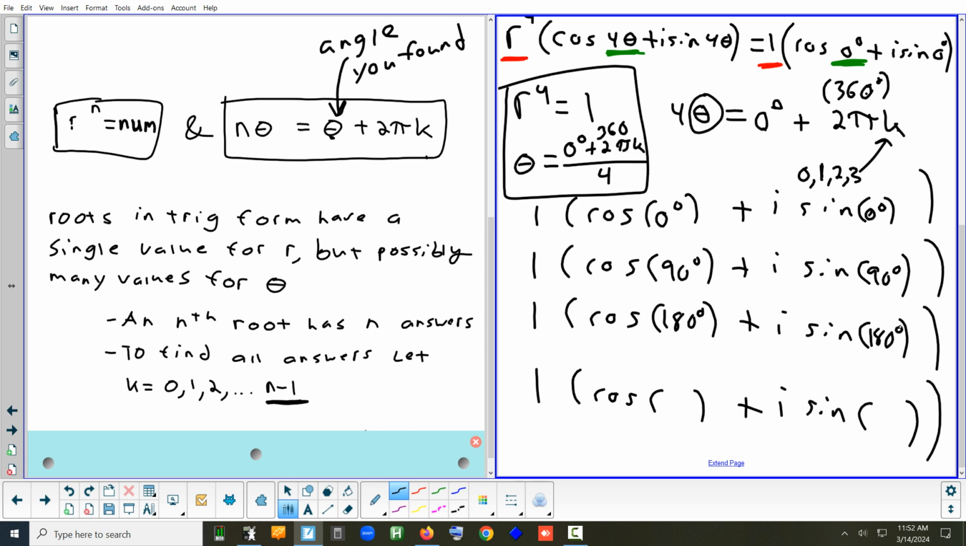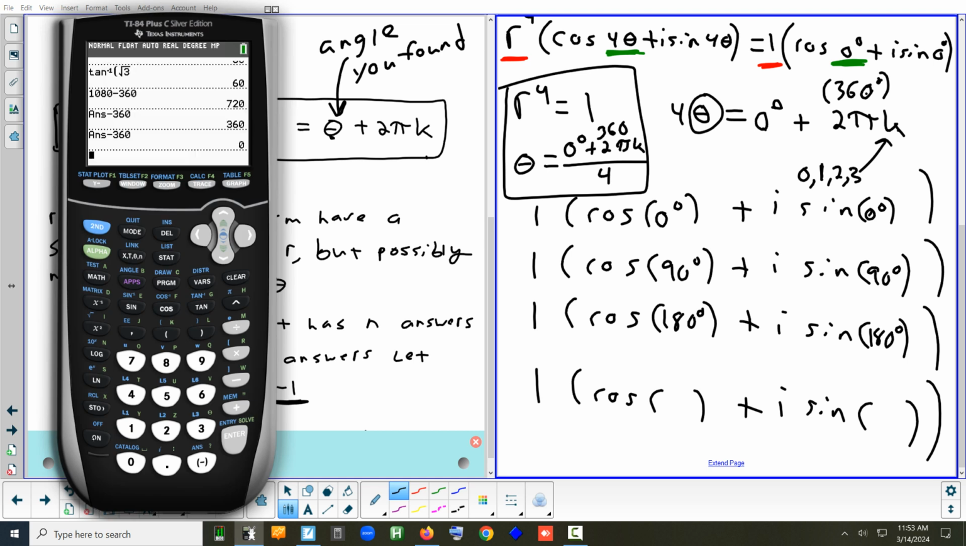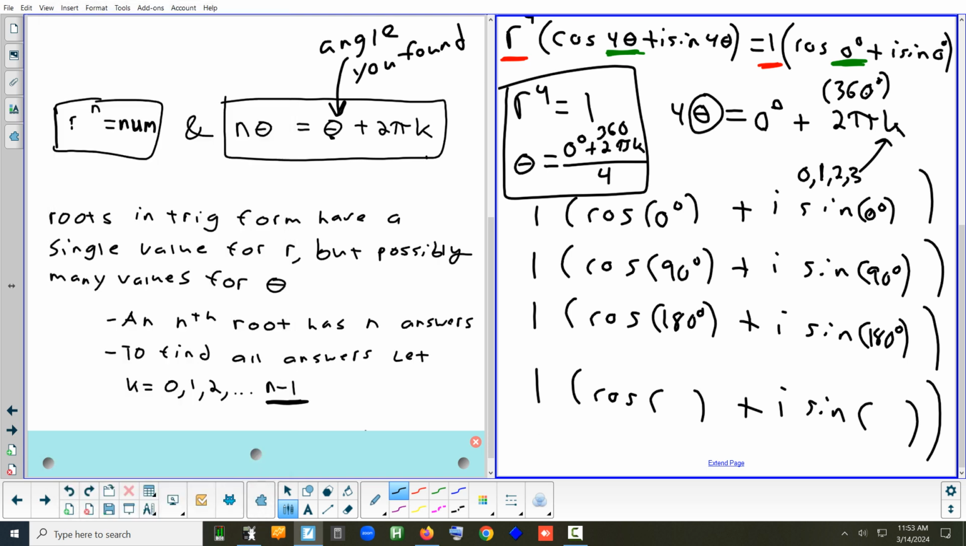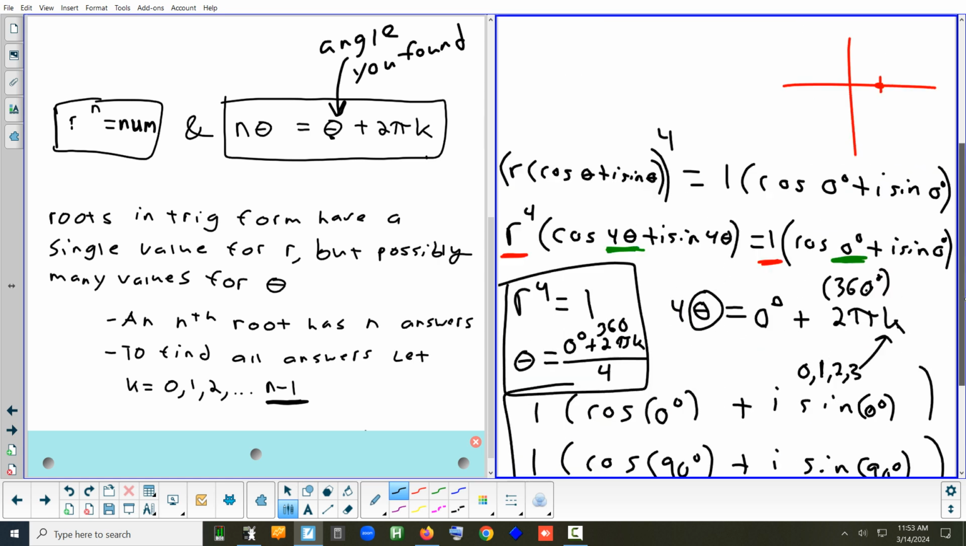We plug in 0, 1, 2. Now we plug in 3. What's 360 times 3? 1080. 1080 plus 0, 1080. And 1080 divided by 4? 270. Yep. And those are the 4 answers for whatever the question was asking, the 4th roots of the number 1.